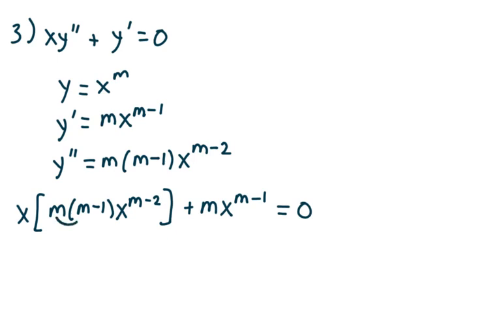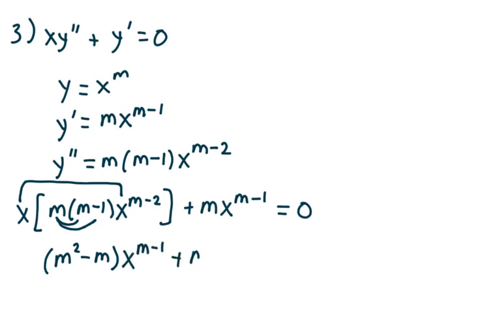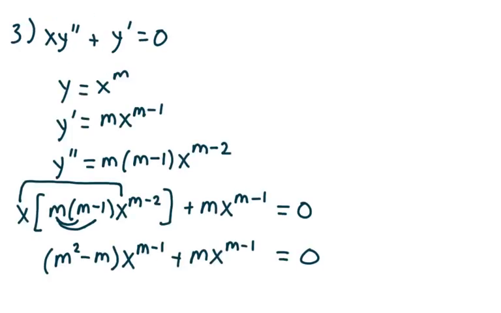So I'm going to distribute the x to each term within the parentheses, and when I do, I get m squared minus m, and then x times x to the m minus 2 is x to the m minus 1, plus mx to the m minus 1 equals 0. So if I factor out an x to the m minus 1, I get m squared minus m plus m.